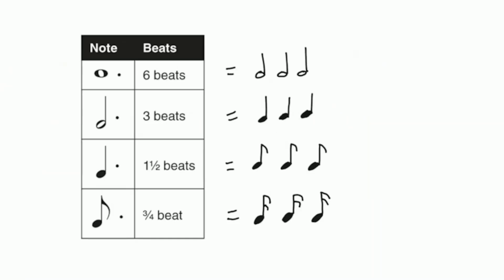An even easier way to deal with these dotted notes is to think of that dot as equivalent to 3 of the next fastest note. We're not adding anything to the note itself, but for this case, we have a whole note, and the next fastest note is a half note. So 3 half notes equals 6 beats. Here, the next fastest note from a half note is a quarter note. So 3 quarter notes equals 3 beats.